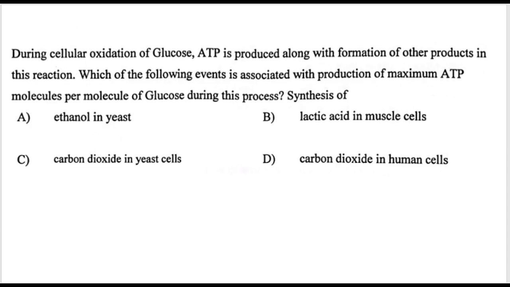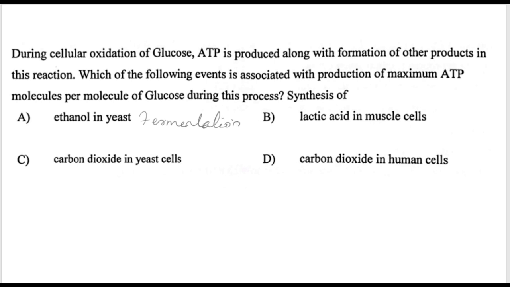During cellular oxidation of glucose, ATP is produced along with the formation of other products in this reaction. Which of the following events is associated with production of maximum ATP molecules per molecule of glucose during this process? Synthesis of ethanol in yeast. This process is otherwise called a fermentation.